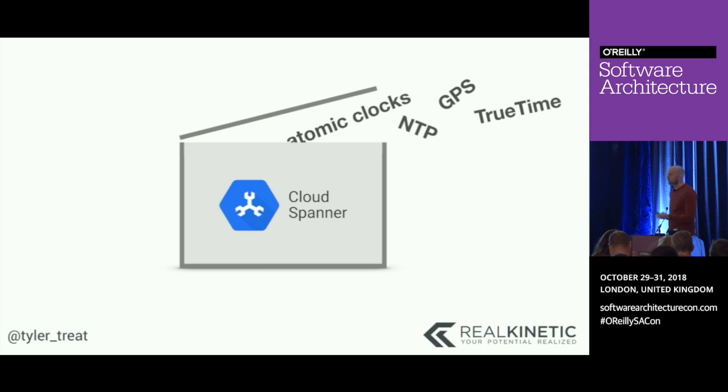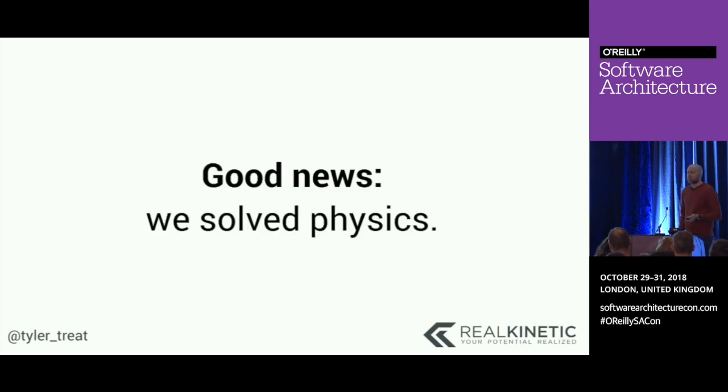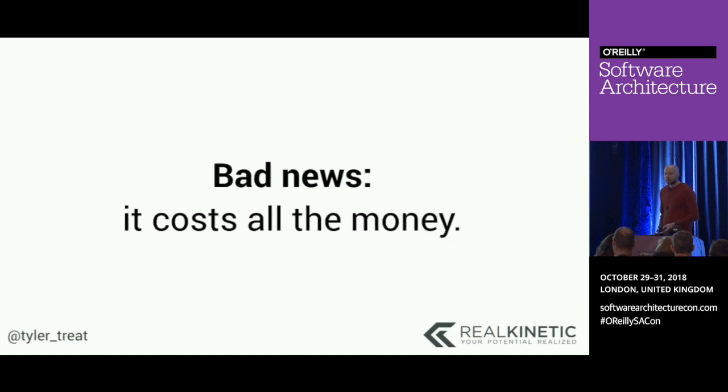And so more recently, we've started to see a number of systems crop up that try to address this problem of consistency while still remaining highly available, still remaining reasonably performant. And Google's Cloud Spanner is an example of one of those systems. And Spanner uses some specialized hardware like atomic clocks and GPS to solve this problem of time using this API that Google's built called TrueTime. And so the good news is we solved physics, but the bad news is it costs all the money.